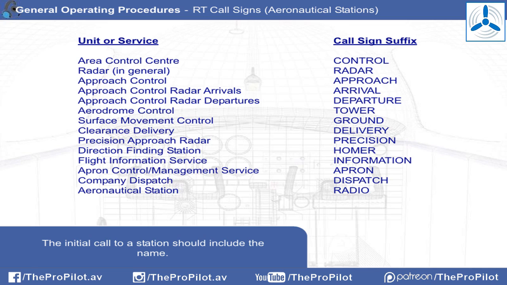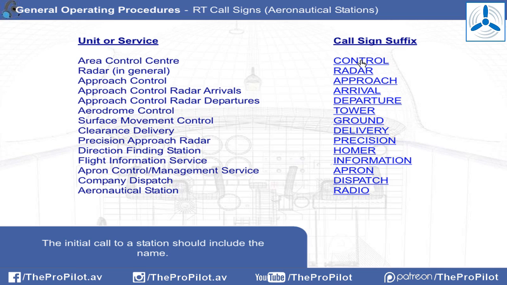The initial call to a station should include the name. For example, if you wish to contact Aerodrome Control at Stansted Airport, you would call Stansted Tower. However, once you've established satisfactory two-way communications with Stansted Tower, and you're satisfied that it will not be confusing, you may omit either the station name or the suffix in subsequent calls. Click on a suffix to hear an example.